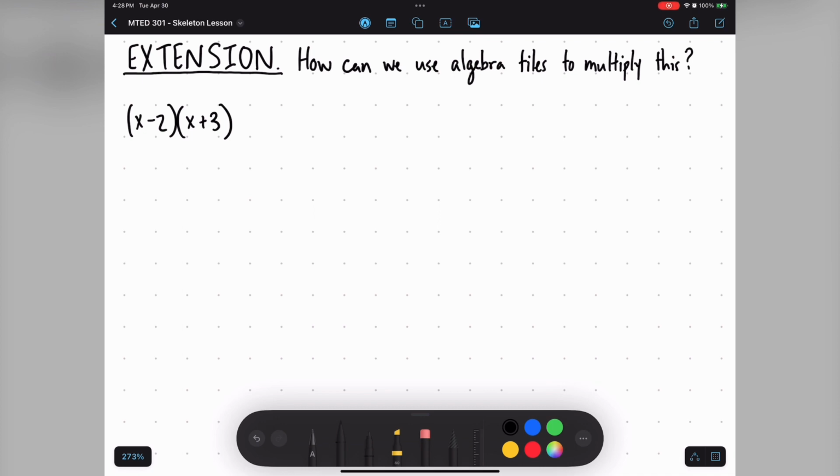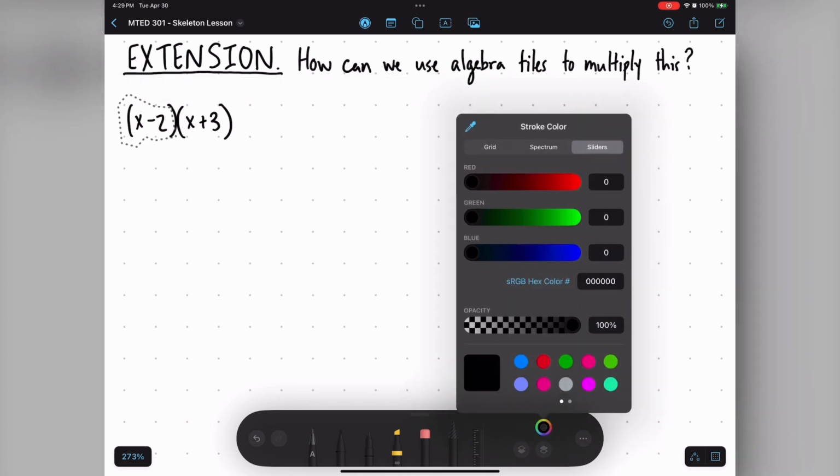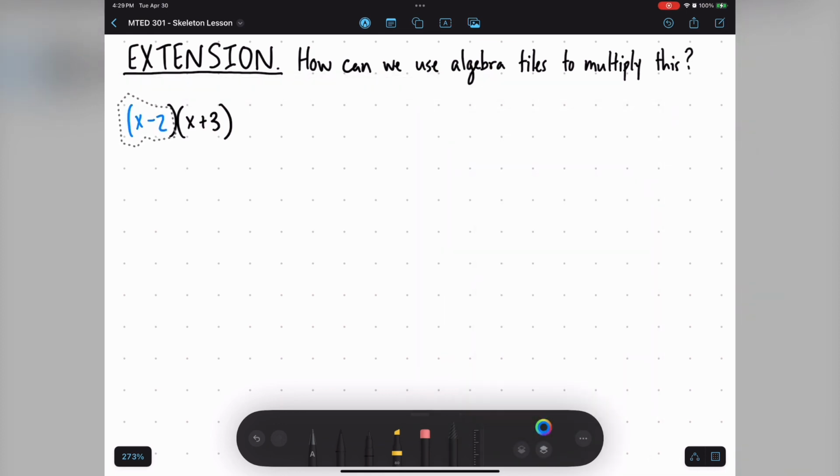Alrighty, so now we've got this extension problem, and we're still going to try to use algebra tiles to multiply this out. But now we've got subtraction involved in x minus 2 times x plus 3. So how are we going to figure that out? So normally area is positive, but with these algebra tiles, we can also use them to represent negatives, even though we don't normally deal with negative area.